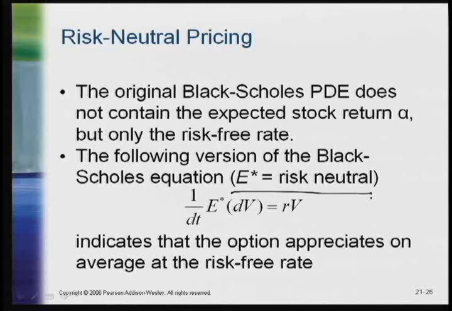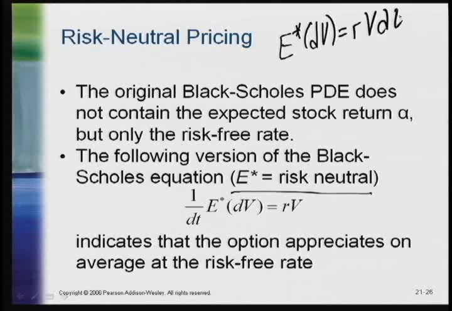And what Black-Scholes says, another way of saying it, is that, again, we can write the dt on the right-hand side. It says that under the risk-neutral probabilities, the expected value of dV is equal to rV dt. It says that if you look at any derivative security on the stock, if it satisfies the Black-Scholes differential equation, that's equivalent to saying that the expected value under the risk-neutral probabilities will provide a risk-free return.